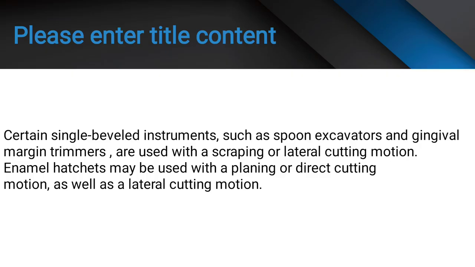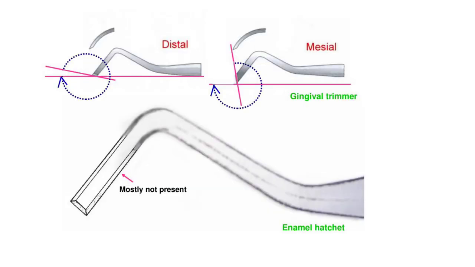In short, whenever we place an instrument downwards, if the cutting edge is visible towards us, then it is said to be the mesial bevel. When the cutting edge is directed away from us, then it is said to be the distal bevel instrument. An example of the mesial and distal is the gingival marginal trimmers. And the single beveled instrument is the enamel hatchet.